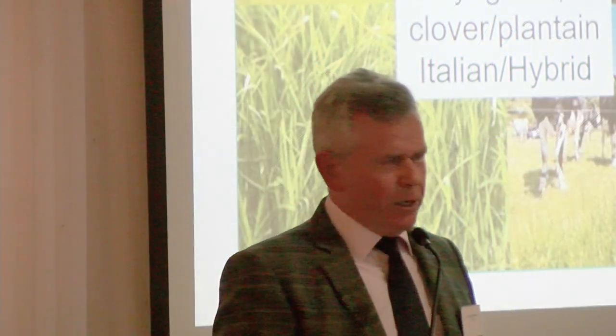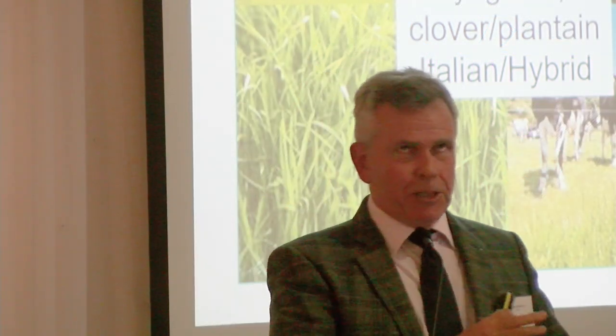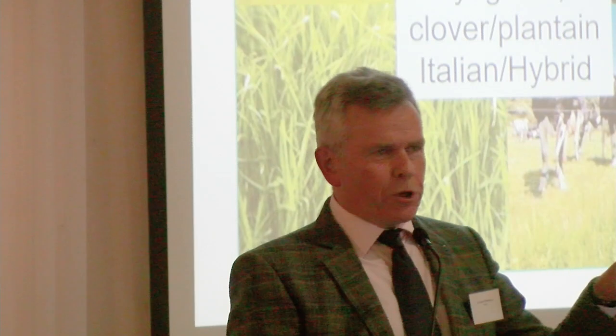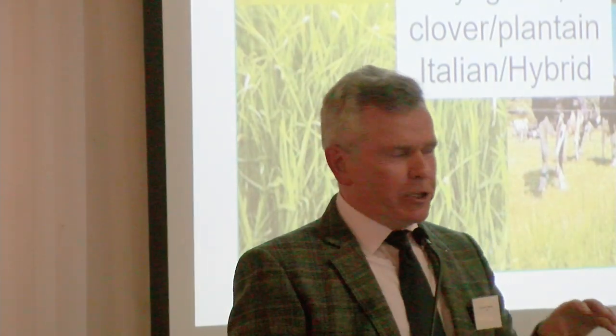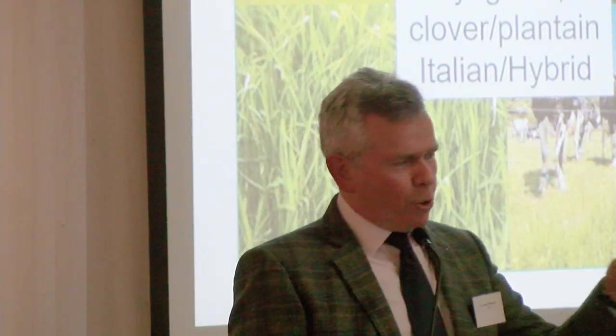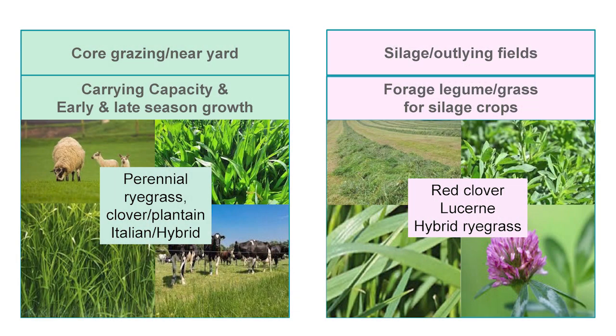So what can we do? Take the adaptations that we were talking about earlier. What can we apply to different conditions around one farm? Core grazing area near the yard, you need carrying capacity. You need early and late season growth. It could still be based around perennial ryegrass and clover and plantain perhaps, but also could one or two of those fields be switched over to an Italian hybrid type mixture to harness that extra productivity that we're going to get in the early spring.